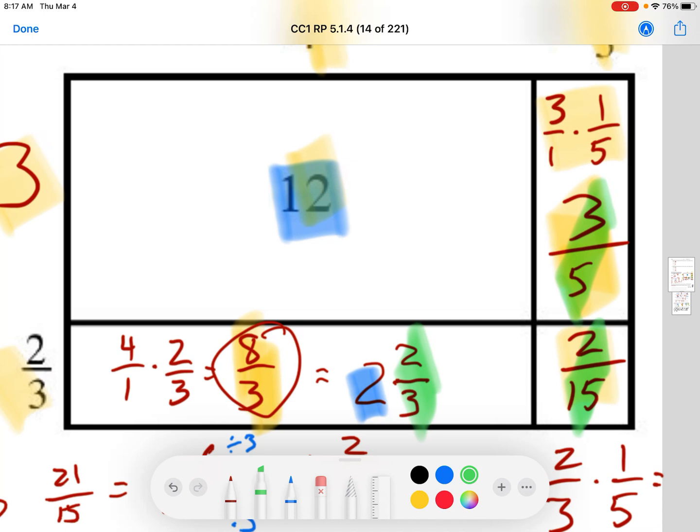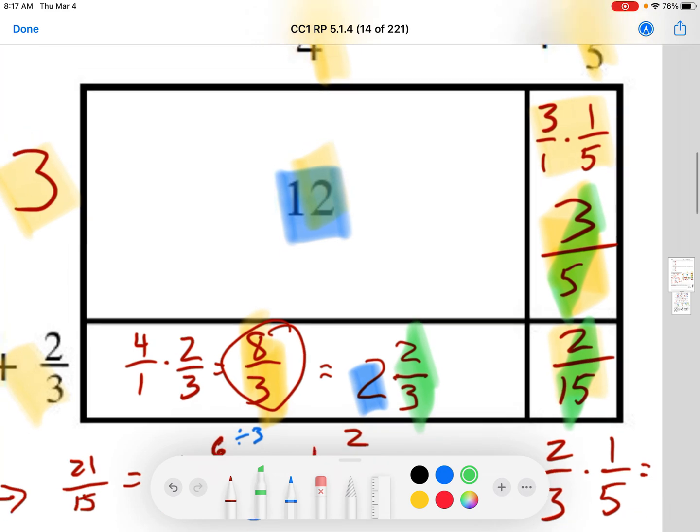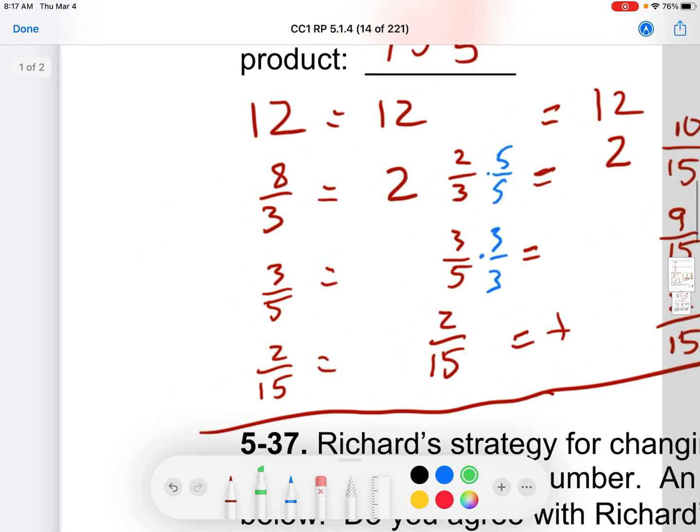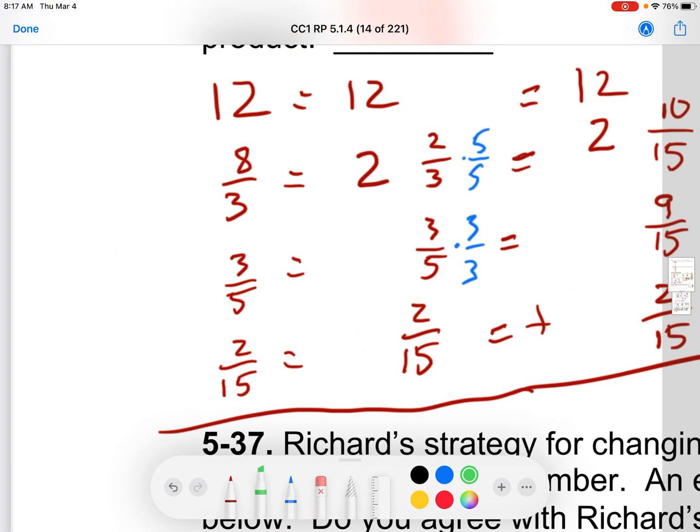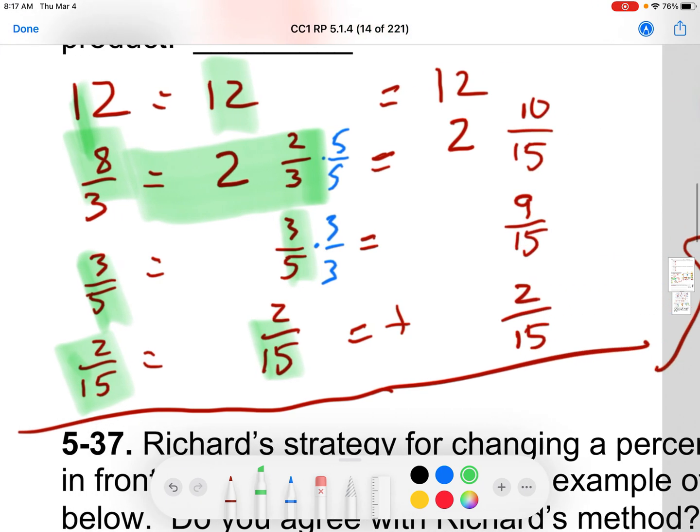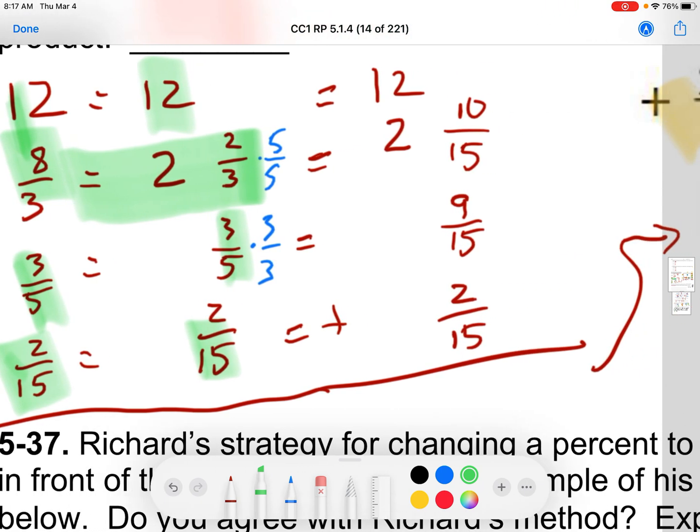Now, something to note is that 2/15 in the lower right-hand corner, that 15 will always be your common denominator. So we're going to use the 2/3 and 3/5 to help us finish this, okay? So let's jump over here. There's the 12, 8/3, which I converted to 2 and 2/3. I have 3/5 and 2/15. I'm lining up my whole numbers, the 12 and the 2, and I line up my fractions. Now remember, I said 2/15 doesn't need to change, right? So I'm going to leave that one.